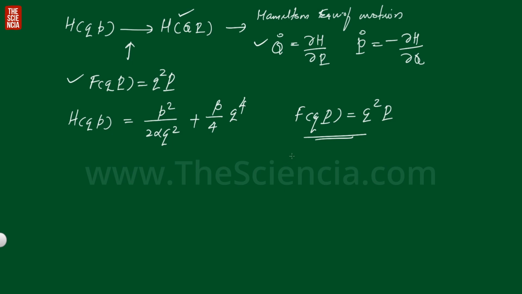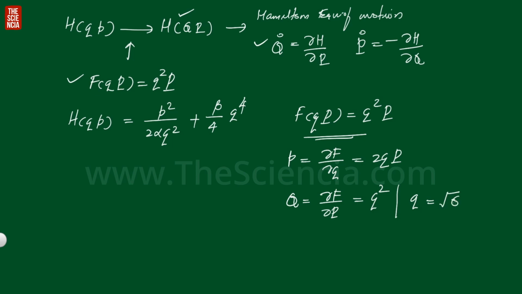So what will be the canonical transformation? The missing coordinate is small p, that will be equal to dou F by dou q. So we get 2qP. And another one is capital Q, that is equal to dou F by dou P. So we get it is equal to q square. So from here we can find out small q is equal to root Q, and by substituting this condition here, we can find out small p is equal to 2 root Q P.